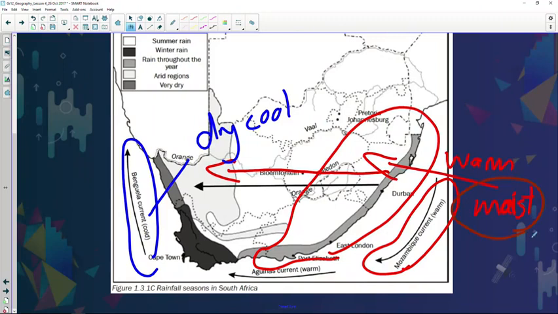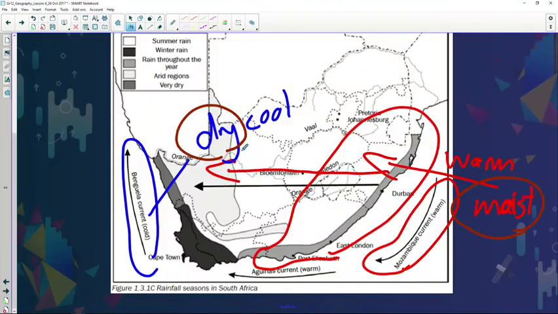Now, with these warm, moist conditions, what does warm air do? It rises, but there's a lot of moisture that we have. And when this moist air rises, what happens? It cools, condenses, and we experience cloud formation and a high possibility of rain.